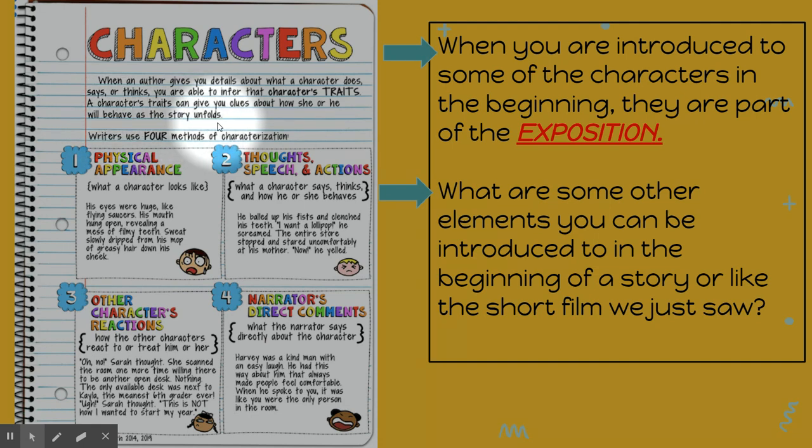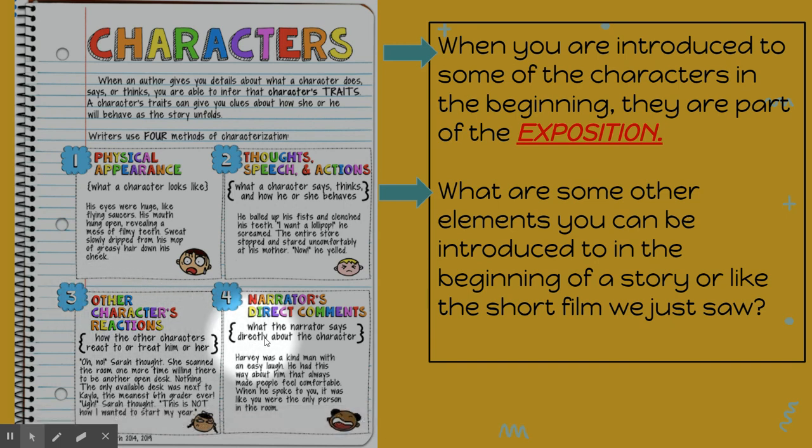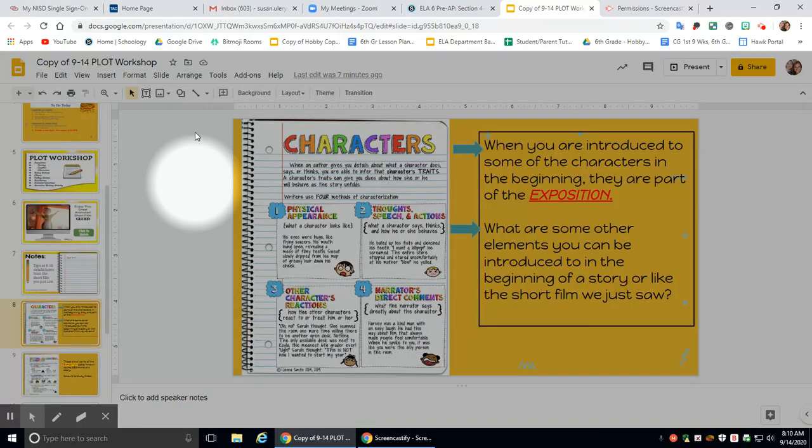Now, hopefully you can think back to the little film you saw and think about those character traits of the young boy and of the mom. Okay? Now, there's physical appearance, what a character looks like, any thoughts or speech or actions, okay? Other characters' reactions, and of course, the narrator, if there's a narrator, any direct comments, what the narrator says directly about the character. You need to make sure you read all these four, because these are other elements that you are introduced to in a story, and just like the film you just saw, you need to be able to identify these, okay?